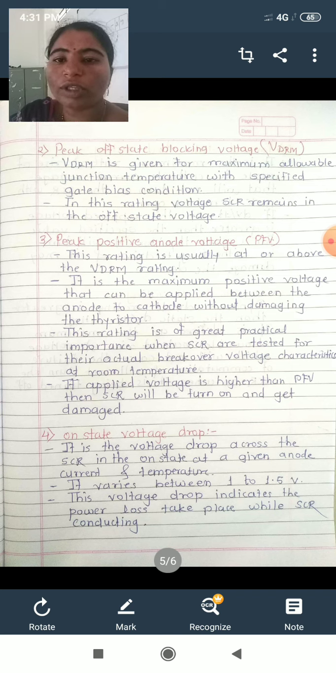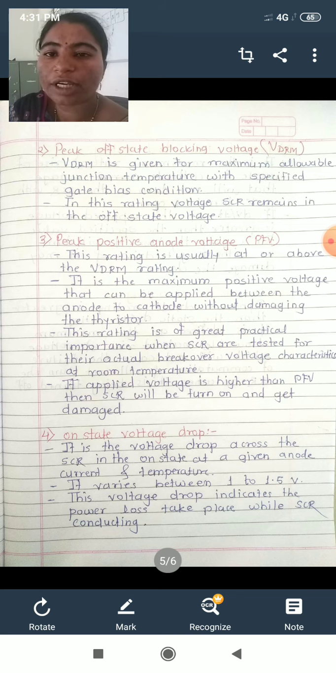Fourth is on-state voltage drop. This is the voltage drop across the SCR in the on-state at a given anode current and temperature, and it varies between 1 to 1.5 volt. This voltage drop indicates the power loss that takes place while the SCR is conducting.